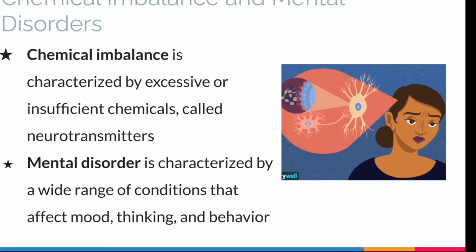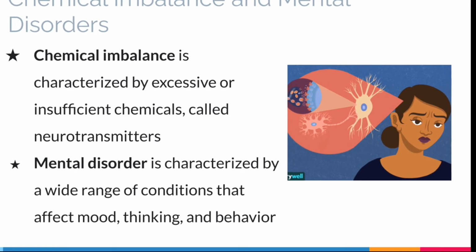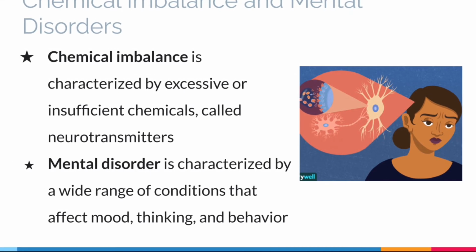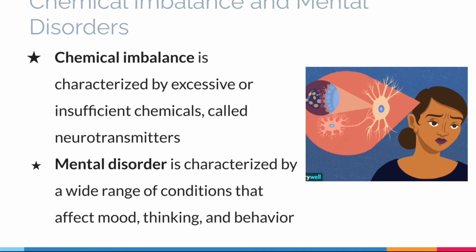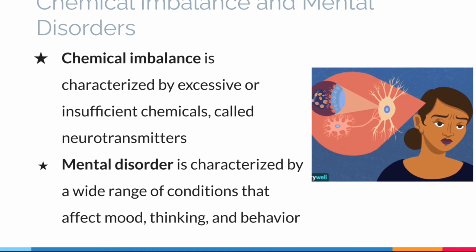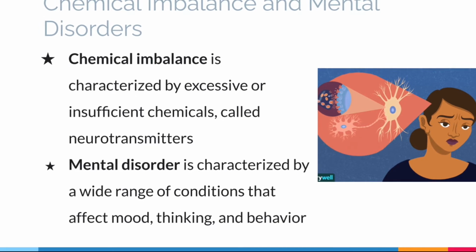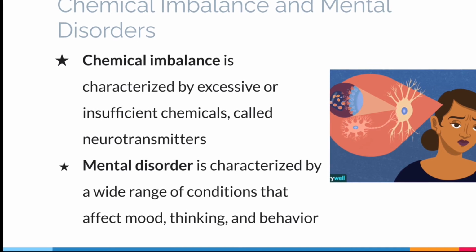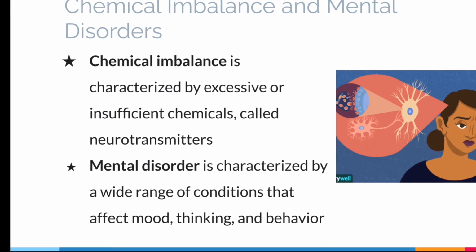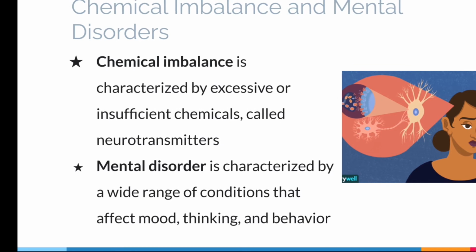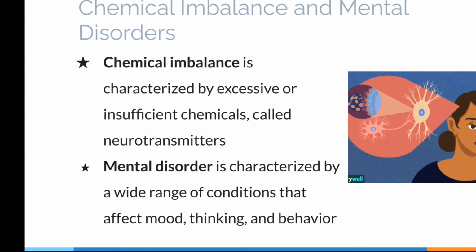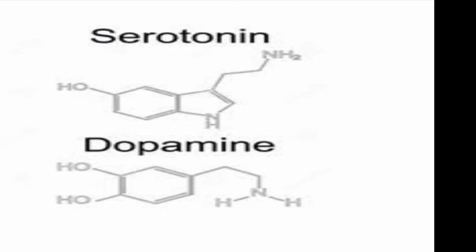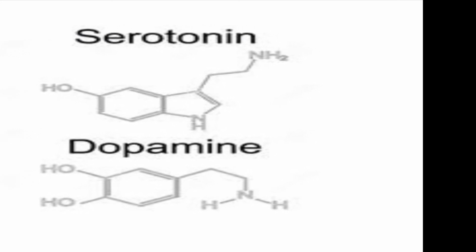Chemical imbalance and mental disorders. A chemical imbalance is characterized by excessive or insufficient chemicals called neurotransmitters. Chemical imbalances are influenced by internal factors and cause anxiety and depression. Mental disorder is characterized by a wide range of conditions that affect one's mood, thinking, and behavior. The two common chemicals that are out of balance are serotonin and dopamine.